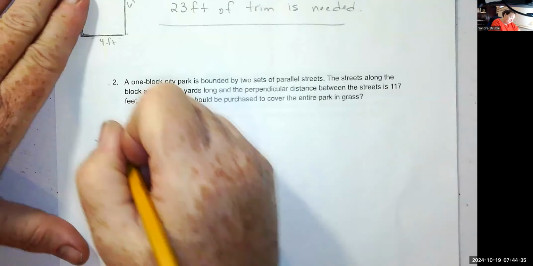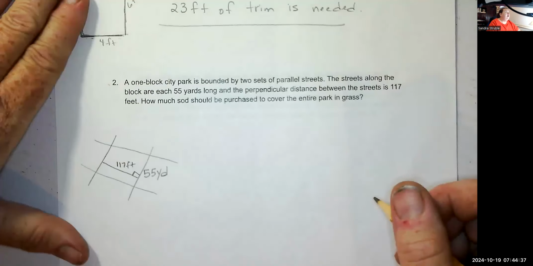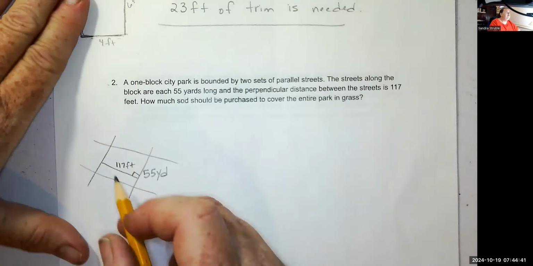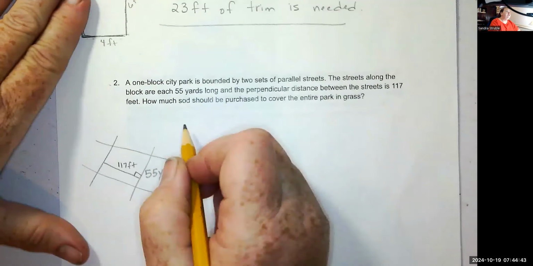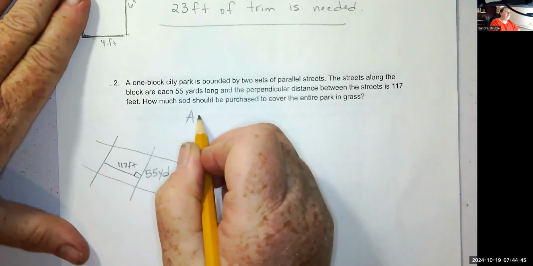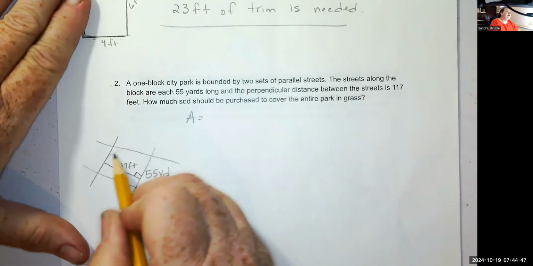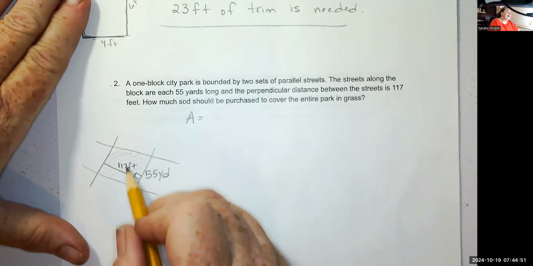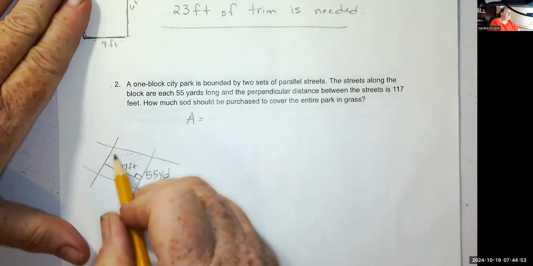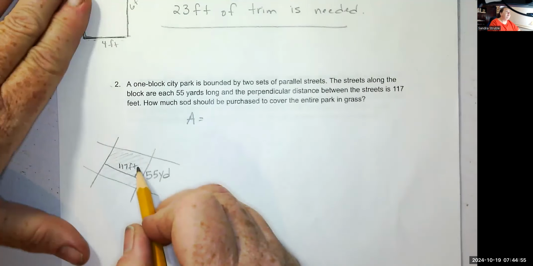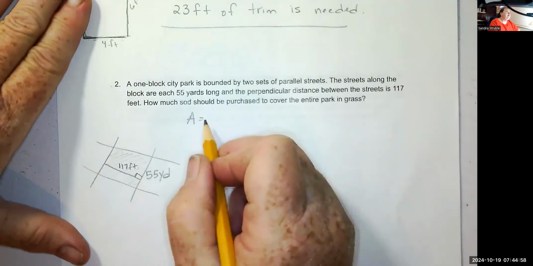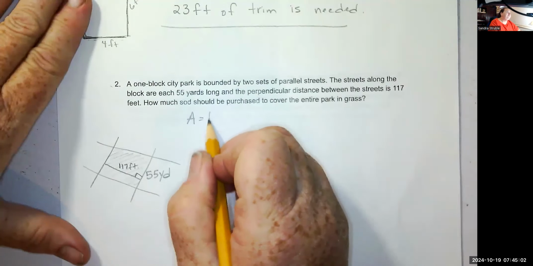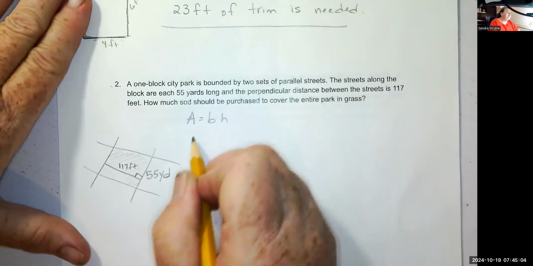Okay. How much sod should be purchased to cover the entire park in grass? Well, it's a parallelogram. So the area for a parallelogram, because the sod would be covering it. Sod is just grass with dirt already attached. We're going to need to cover the entire park. So it's area, and it's just length times width or base times height. I'll use base times height.